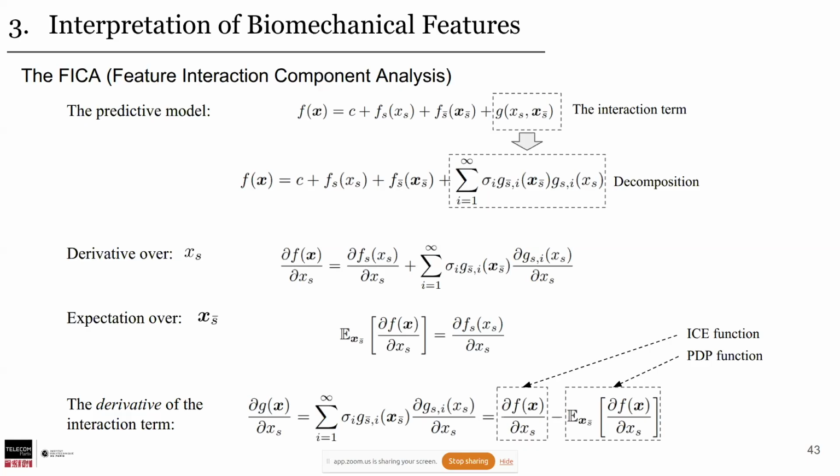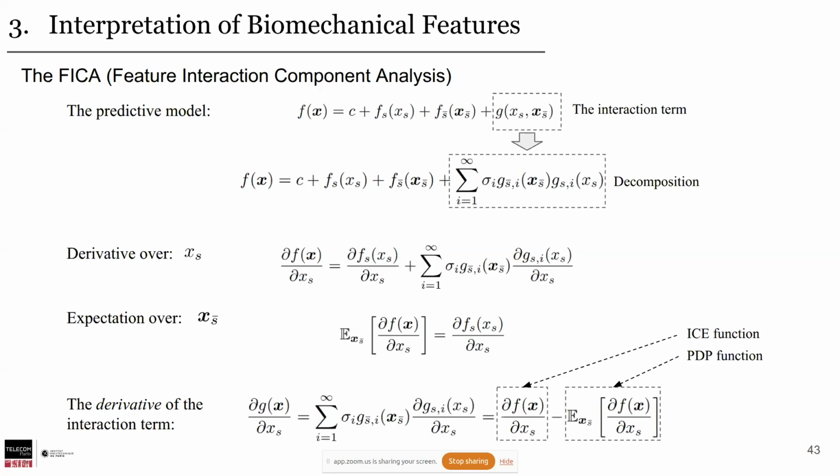Then we get the second row, where we write it in a decomposed fashion, and then we take a derivative over xs, which is the feature of interest. We can get this expression. Then we further take the expectation over the features not of interest. So we find the expectation of the derivative with respect to xs. It can be expressed very simply in this way.